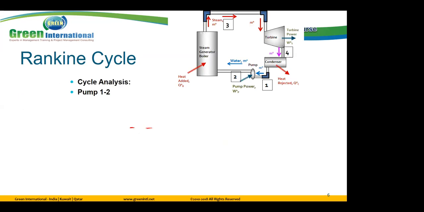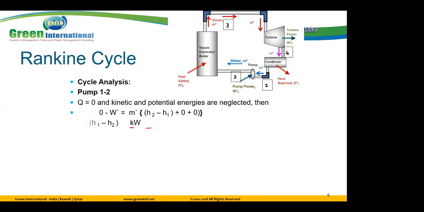Here, the work for the pump is equal to H1 minus H2. But what is the difference between this one and this one? The difference is that this one is multiplied by m dot, the mass flow rate, and its unit is kilowatt. This one, without m dot, has the unit kilojoule per kilogram. That's it.